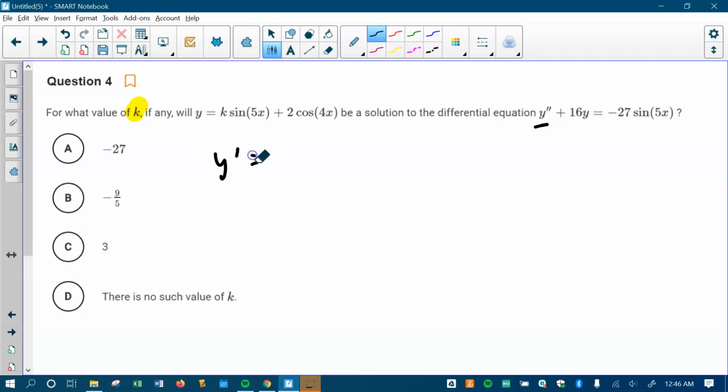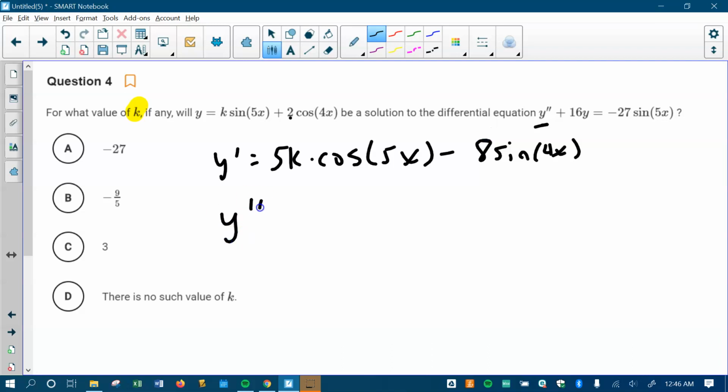y prime is equal to k times cosine of 5x, taking the derivative, and then times 5 for the chain rule. And then the derivative of cosine is negative sine, so negative sine of, keep the argument, and then multiply times the derivative of the argument by that 2. So we're going to do minus 2 times 4, which is minus 8. And let's do it one more time. y double prime is equal to, again, negative sine of 5x.